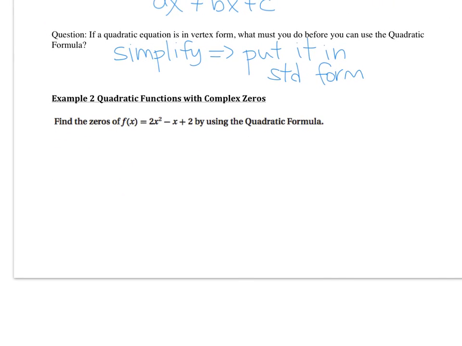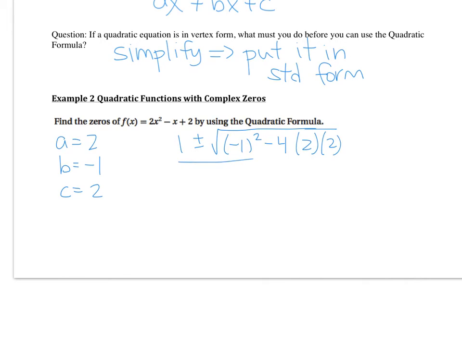Okay, what if we have complex zeros? So we have this equation, same thing. Find your A, find your B, your C. It's opposite of B, plus or minus the square root of B squared minus 4AC all over 2A.